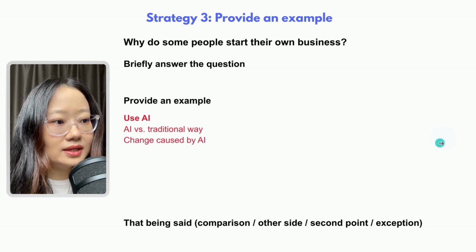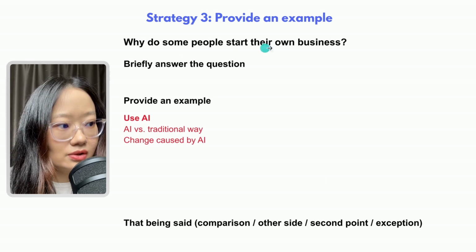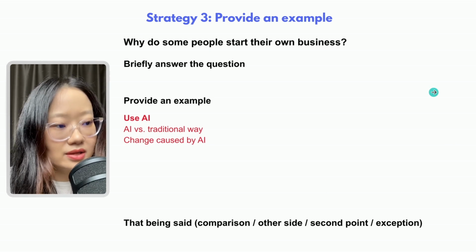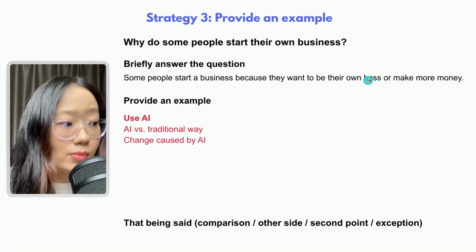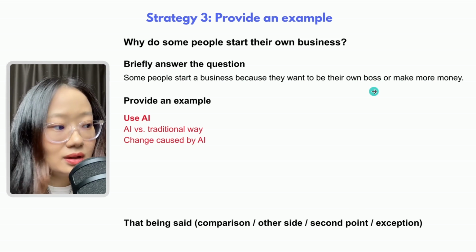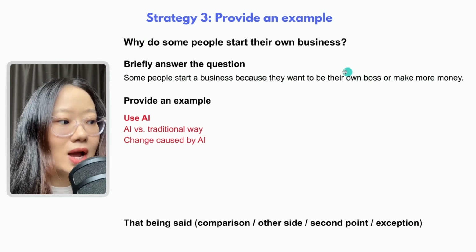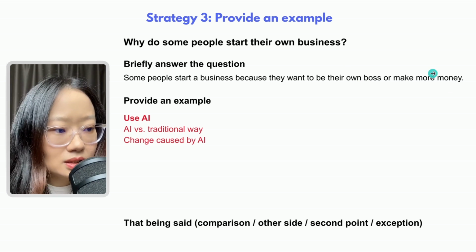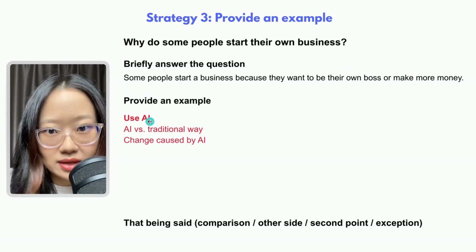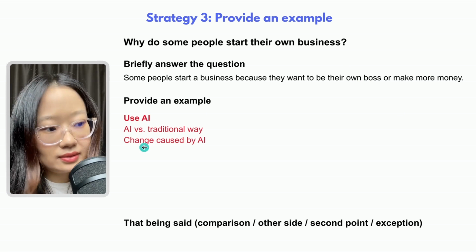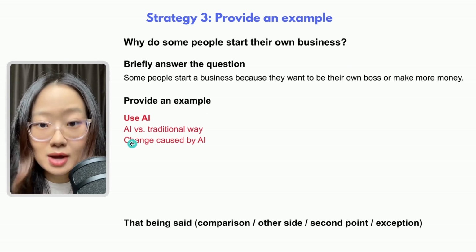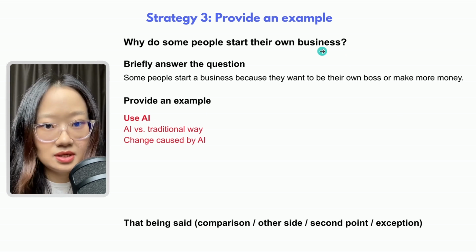Now, let me show you another example. Why do some people start their own business? A common answer would be some people start a business because they want to be their own boss or make more money. This limits your answer to describing freedom or money. But if we add AI to our answer, we can describe a change in someone's working life and explain how that change drives them to start a business.